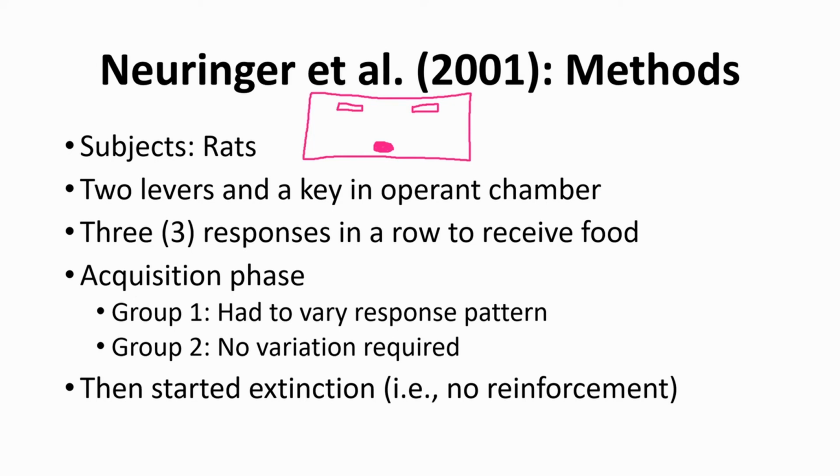Group 2, which they also call the yoked group, they could get reinforcement for any combination of responses. There was no variation required. This was our control group. They could kind of do whatever. They could hit this lever 3 times and they would get reinforcement, and they could do that every single time and still get reinforcement. So that's our setup. We have one group that's been reinforced for variability and one group that's been reinforced with no restrictions on their variability.